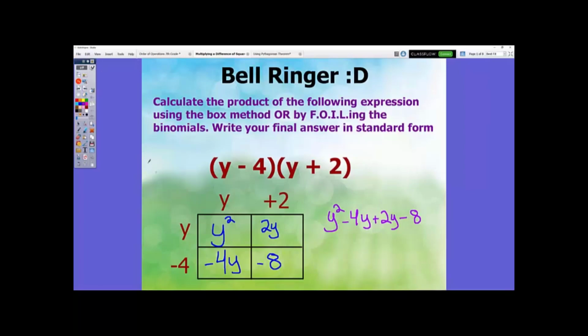So let's go ahead and combine our like terms. Okay, we do have some like terms here in the middle. And when we combine those together, we have opposite signs, so we subtract and keep the sign of the bigger number. 4 is bigger than 2, so we're going to keep the subtraction symbol. And 4 minus 2 is 2. So that's going to become negative 2y. And then we bring down the minus 8, and there we go. That is our final answer, and it is written in standard form.